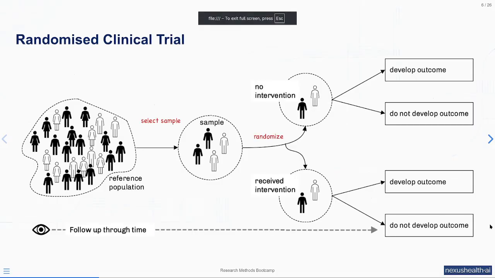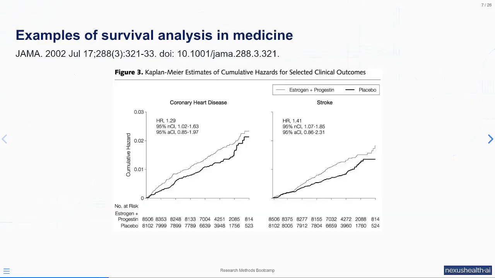We should also recall the randomized clinical trial. So from the reference population, a sample is selected and randomized to groups to either receive the intervention or no intervention, and then just like in the cohort study, we follow them through time, and in this case we see who develops the outcome and who does not develop the outcome and compare the two groups.